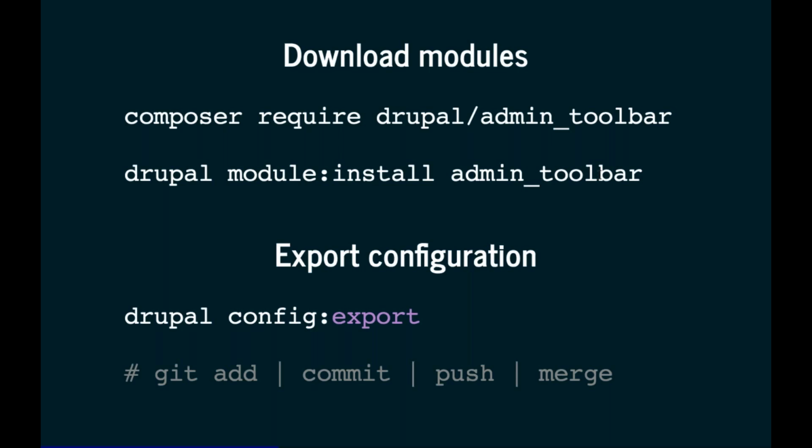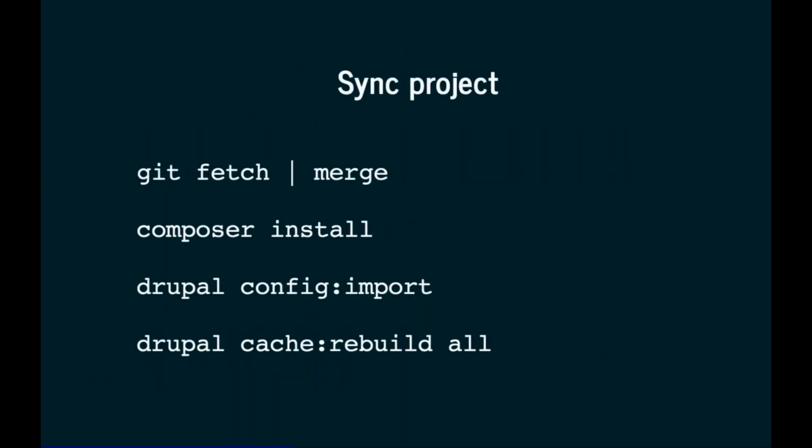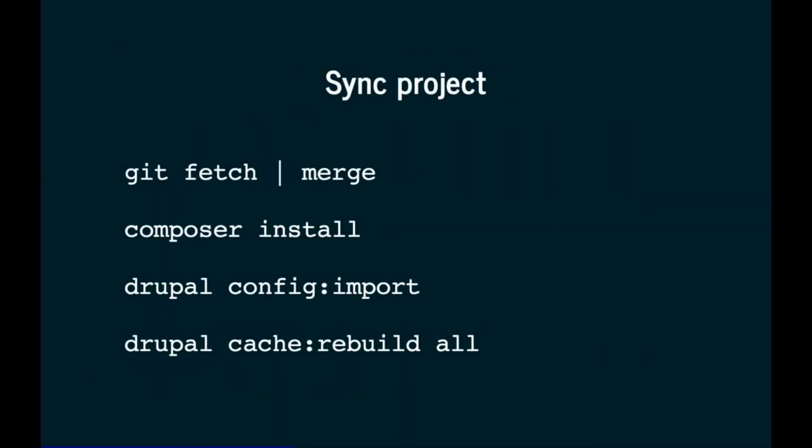And finally, in order to make this available for the rest of the team, I will do the same thing: git add, commit, push, and merge those changes. Then those files will be available to the rest of my team. How will the rest of the team get those files from me, to work on their local environment?